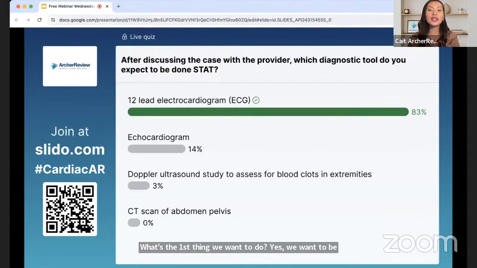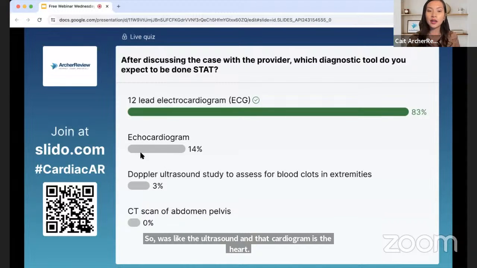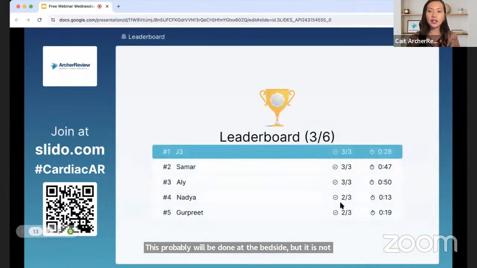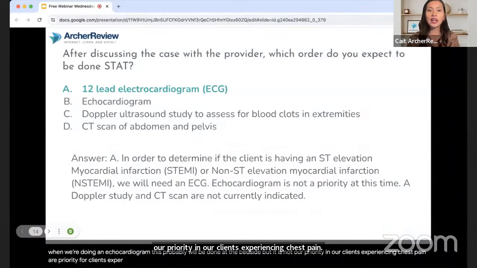We always need to prioritize this 12-lead ECG in clients who are complaining of chest pain. Echo is like the ultrasound, and an echocardiogram is of the heart. So we're doing an ultrasound of the heart when we're doing an echocardiogram. This probably will be done at the bedside, but it is not our priority in our clients experiencing chest pain. Our priority for clients experiencing chest pain is always going to be an ECG. Okay.